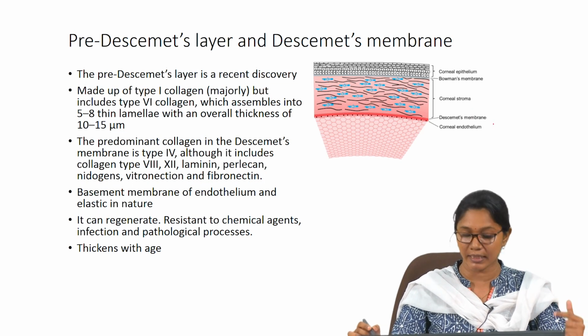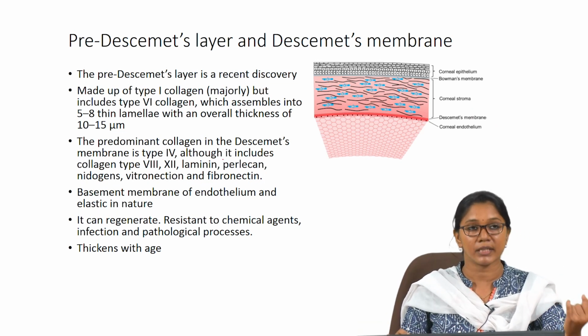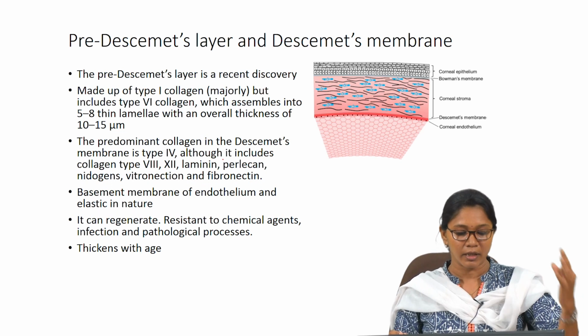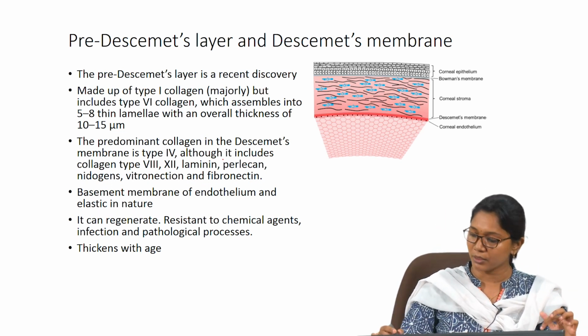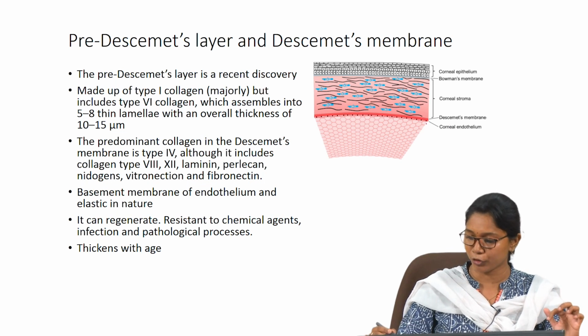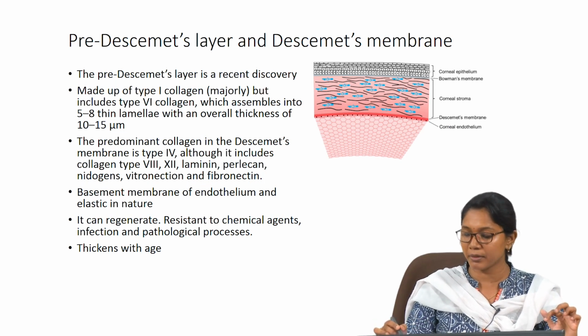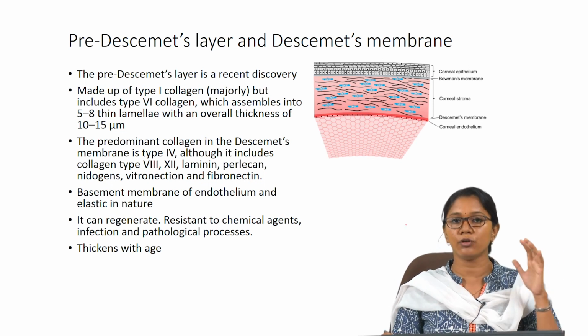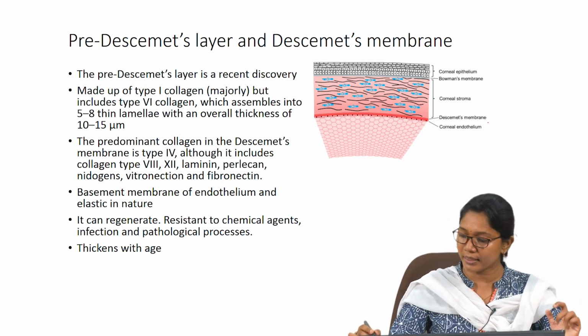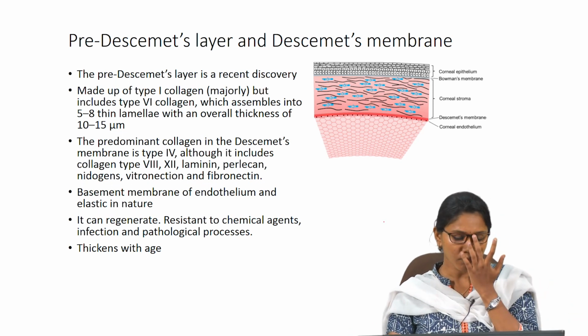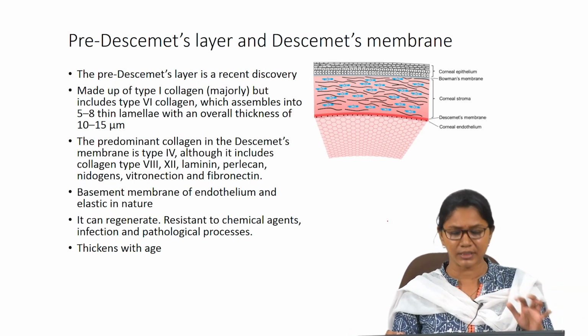After that we have the Descemet membrane, and in this we have type 4 collagen, laminin, nidogens, vitronectin and fibronectin. This is the basement membrane of your endothelium. This membrane forms the basis for the endothelial cells to attach and form tight junctions. And this membrane can regenerate and is resistant to chemical agents and infections.